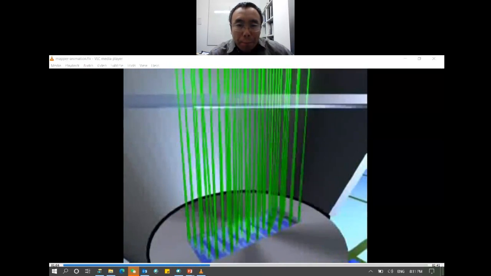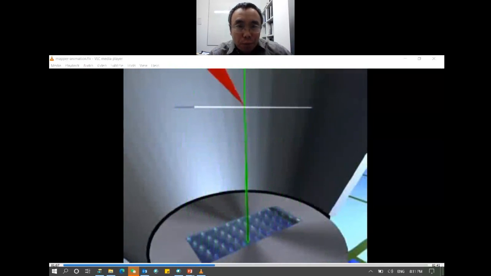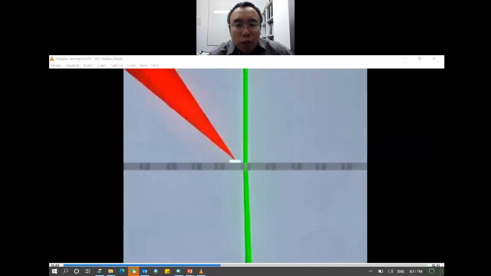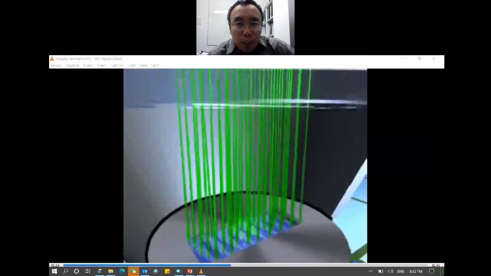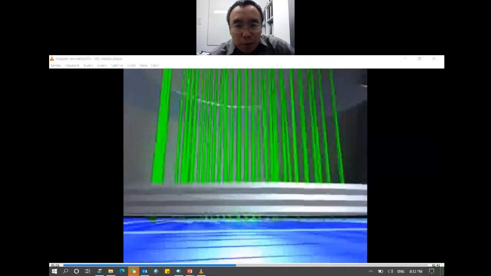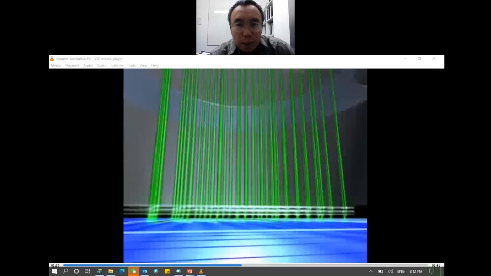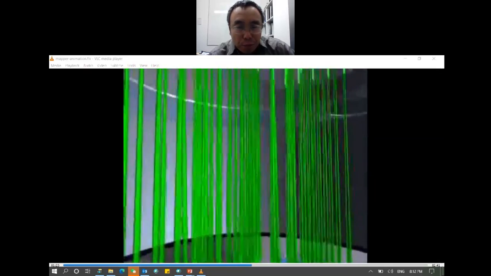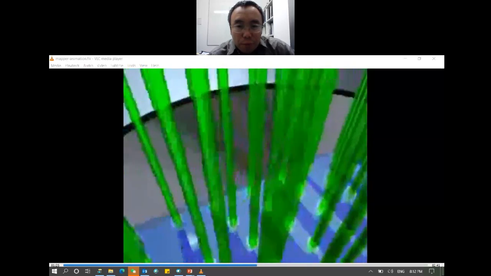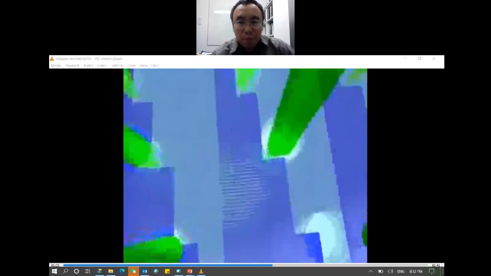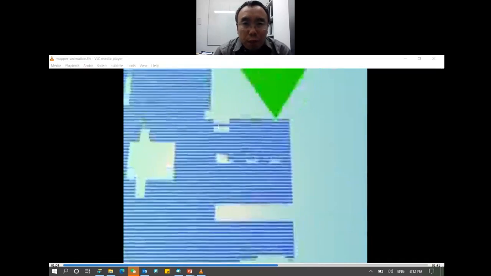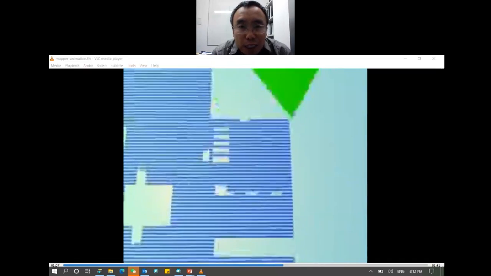The beam blanker, a photo transistor to control the beam on or beam off. But this is raster scan, not vector scan.